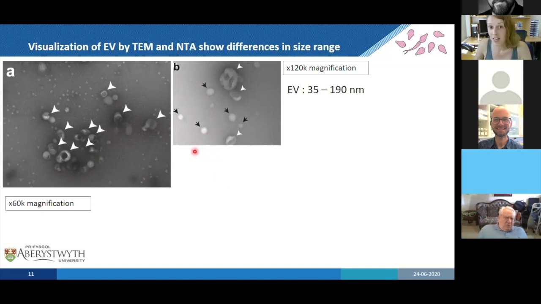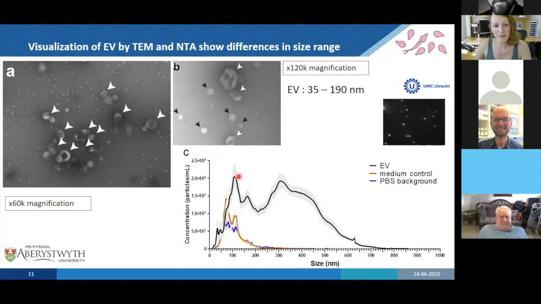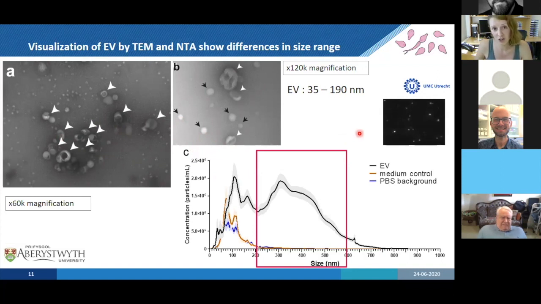We also did NTA, and what was really weird actually was that with the NTA, we did observe an entire population of EVs between 200 and 700 nanometers that we did not detect with the EM. So we were like, okay, what happened there? Why do we miss something here? Did we do something wrong? Did we lose a population?